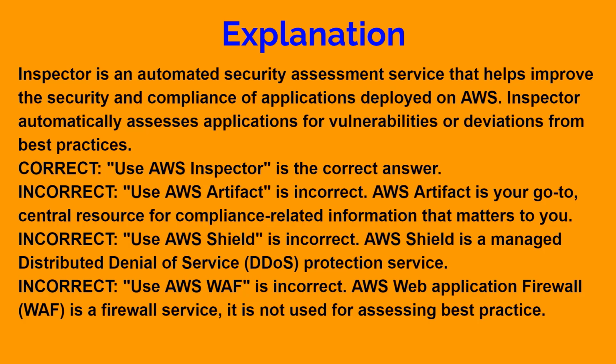Incorrect. Use AWS Artifact is incorrect. AWS Artifact is your go-to, central resource for compliance-related information that matters to you. Incorrect. Use AWS Shield is incorrect. AWS Shield is a managed distributed denial of service, DDoS, protection service. Incorrect. Use AWS WAF is incorrect. AWS Web Application Firewall, WAF, is a firewall service. It is not used for assessing best practice.